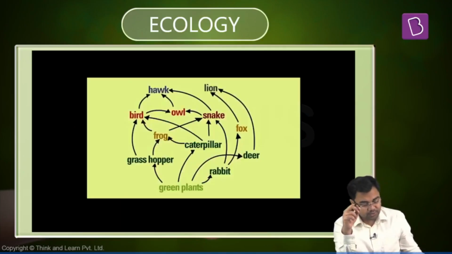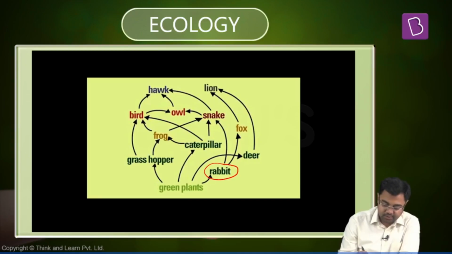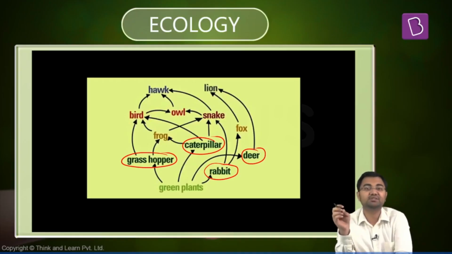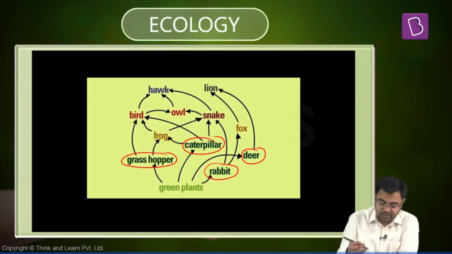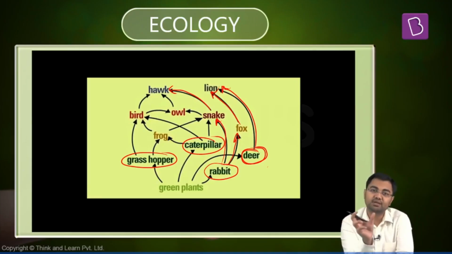Then, if you take another example, this is what happens on land: from green plants you have rabbits, deer, caterpillars, grasshoppers, etc., which can be seen as primary consumers. From there, the rabbit may be eaten by a fox or by a snake, a deer may be eaten by a lion, a fox may be eaten by a lion, a snake may be eaten by a hawk. So if you see, this again is much more complex than a single food chain, and that's why we use food webs.